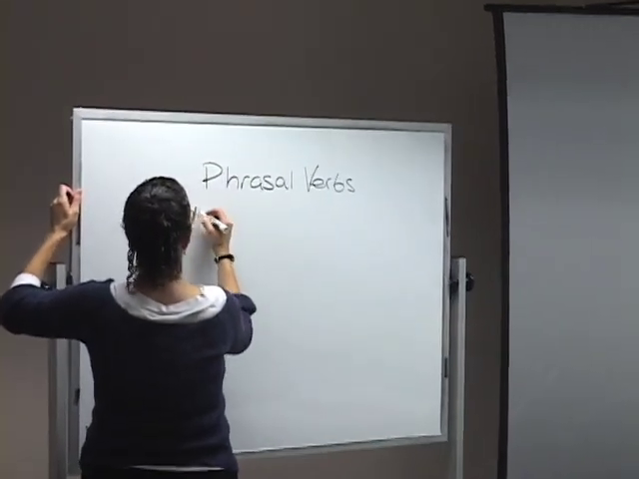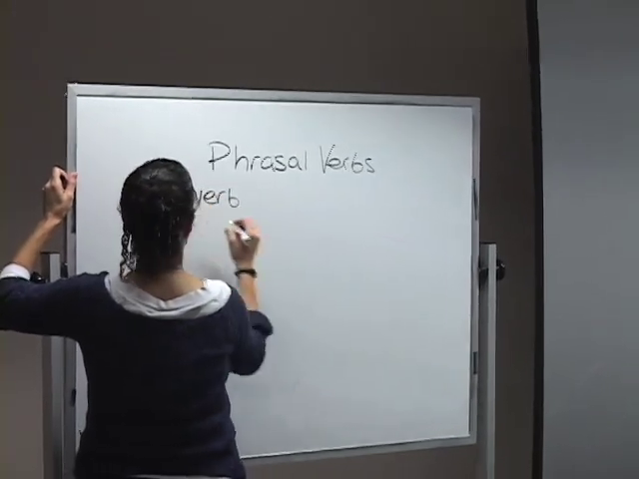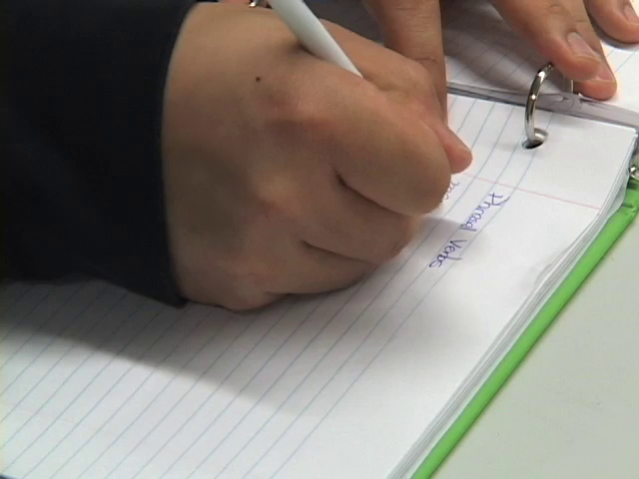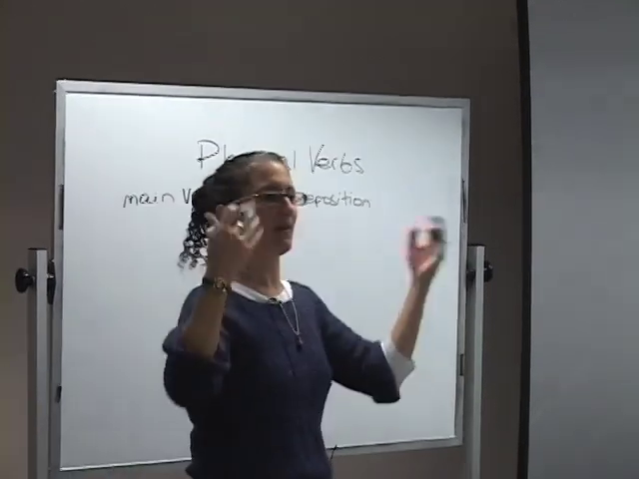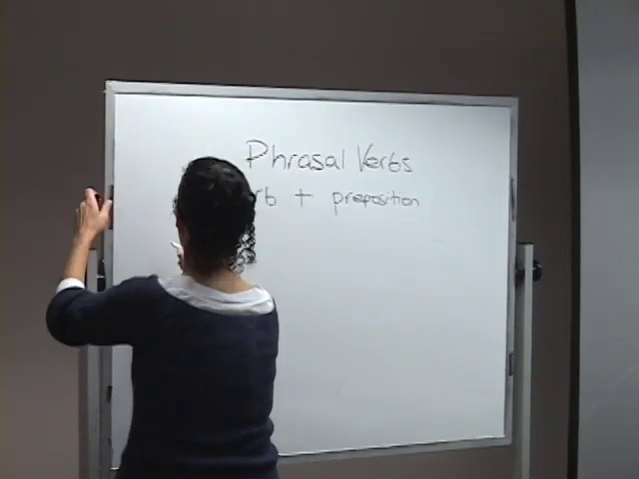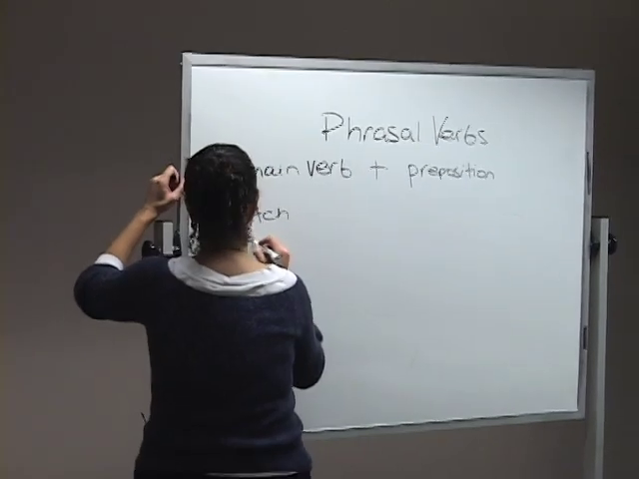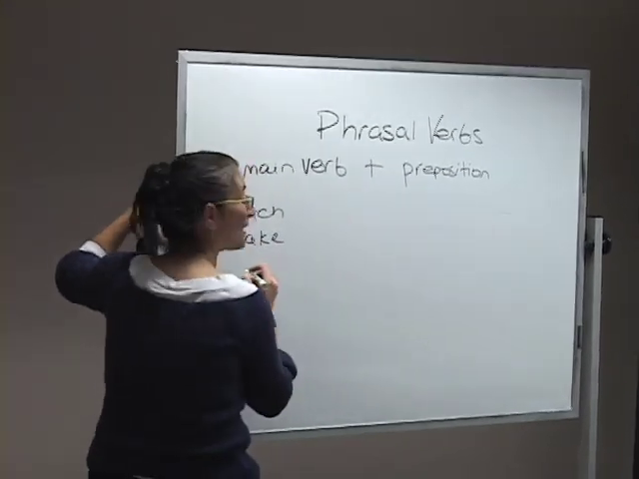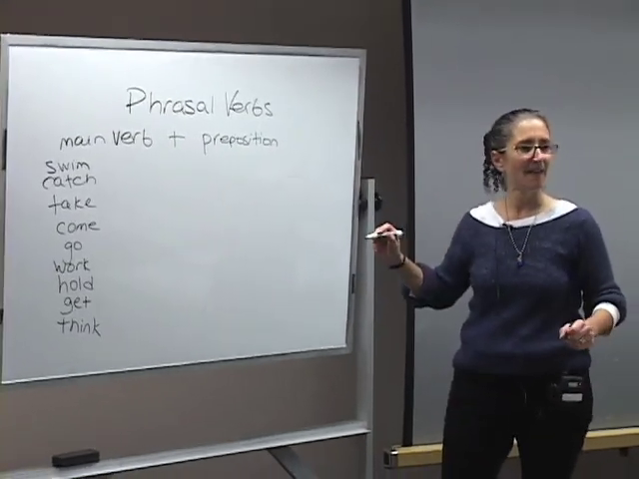So what they are is a combination of a main verb plus a preposition. So what's an example of a main verb? You could just shout it out. What are some main verbs in English? Some verbs. Catch. Great. Thanks, Will. What else? Shout them out. Take. Come. Good one. That's got a lot of phrasal verbs. Go. Excellent. What are examples of some prepositions?